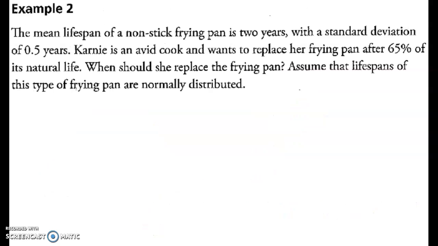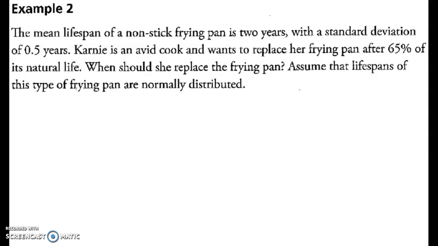One last example. The average, or the mean, lifespan of a non-stick frying pan is 2 years, with a standard deviation of 0.5 years. When companies make these non-stick frying pans, I think they have analysts to do these calculations. They don't want a pan that lasts for 15 years. Their production would be low. People are not buying new pans every 2 years or 3 years or whatever. So this is something that people do calculate.